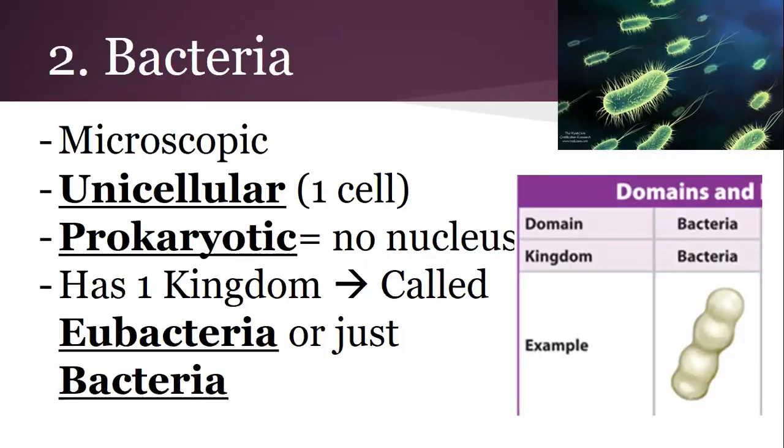Bacteria, domain number 2. These guys are also unicellular, prokaryotic, and they also have 2 kingdoms, eubacteria and bacteria.